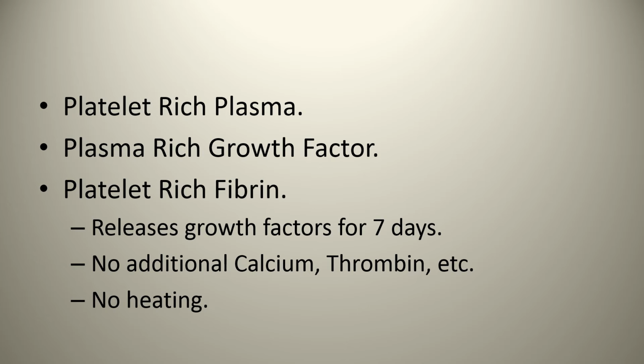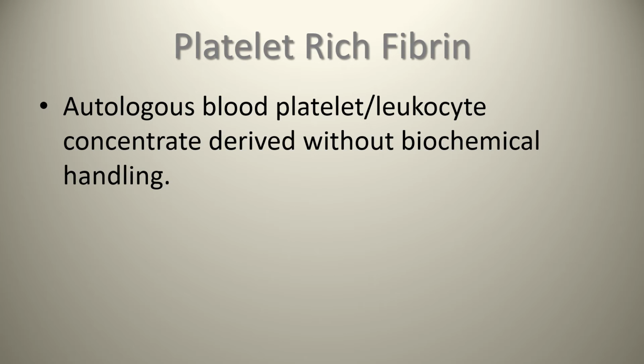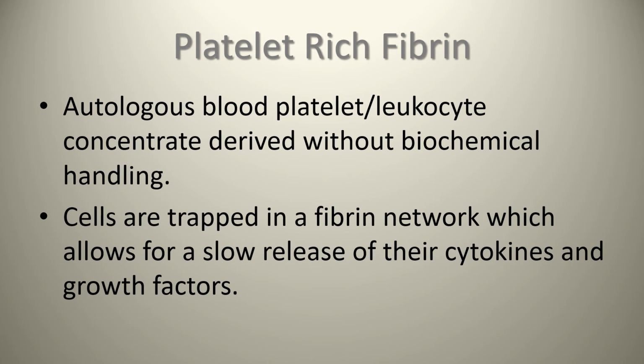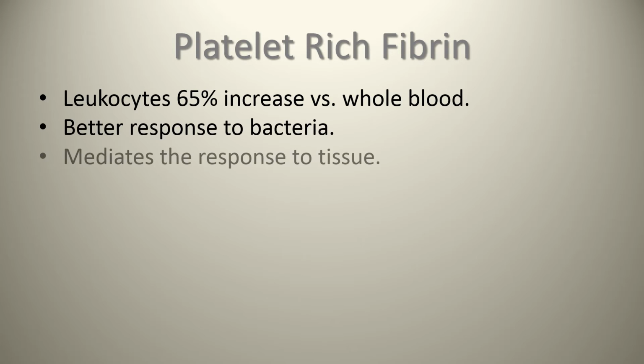So what is platelet-rich fibrin? Basically it's autologous blood platelets and leukocytes concentrated, derived without biochemical handling as mentioned. The cells are trapped in a fibrin network, which allows for a slow release of their cytokines and growth factors. Leukocytes are 65% increased in this versus whole blood, so there's a better response to bacteria. It's proposed that it mediates the response to the tissue, and that it also releases bone morphogenetic protein.